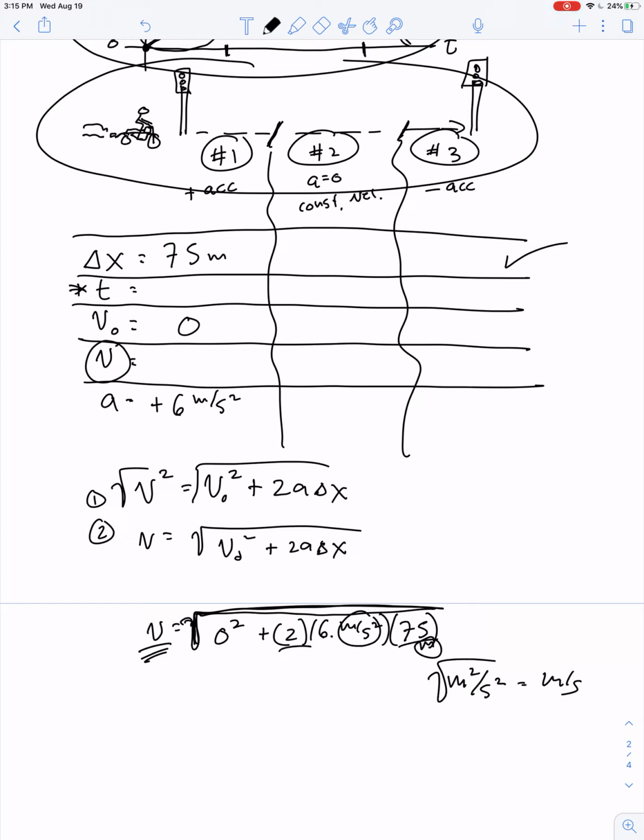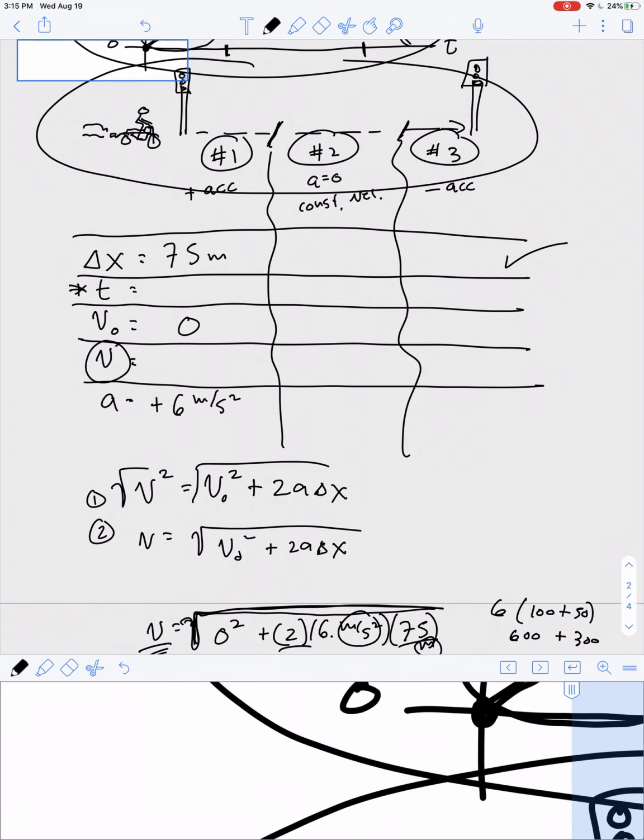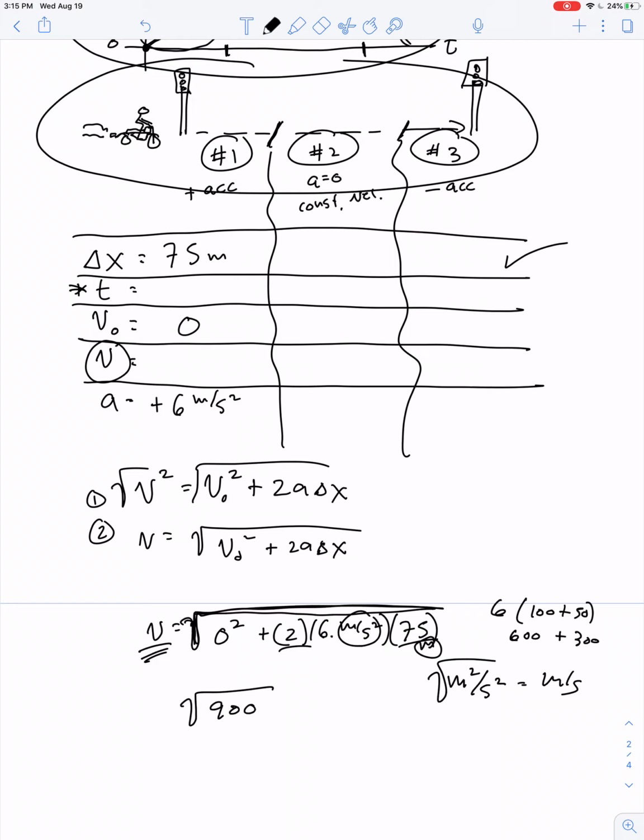2 times 75 would be 150, and 6 times 150 is the same thing as 6 times 100 plus 6 times 50, so this is 600 plus 300. Okay, so if you want to use a calculator, you can. If not, this is mental math, I believe. We're talking about the square root of 900, which is 30, right? We get an answer of 30 meters per second as the velocity at the end of interval number 1.